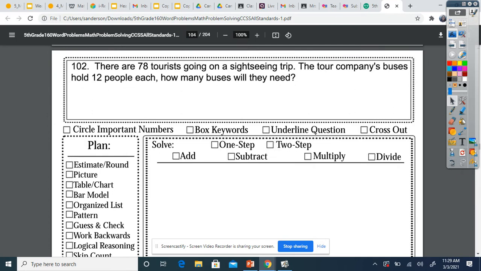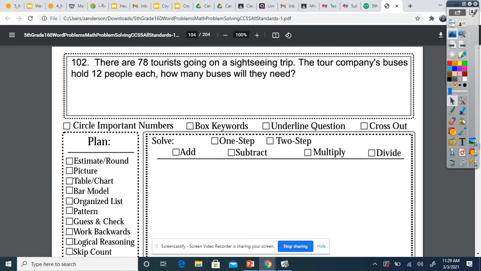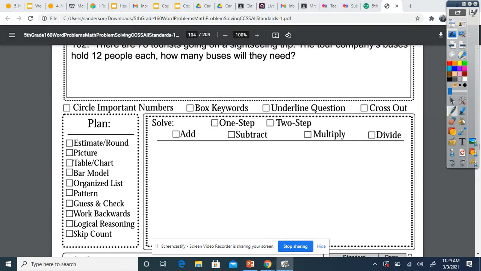There are 78 tourists going on a sightseeing trip. The tourist company buses hold 12 people each. How many buses will they need? So we know that we've got 78 tourists, and we're splitting them up into groups of 12. So how many groups or how many buses are we going to need? So all we need to do is divide. So I've got 78 as my dividend and 12 people per each bus. Let me move this over here so I have some room.